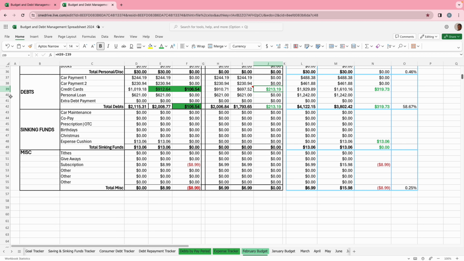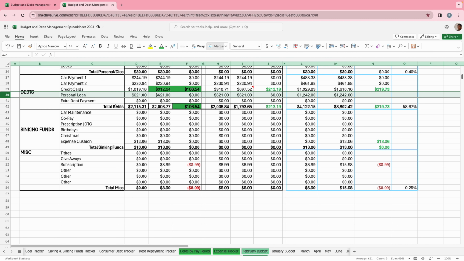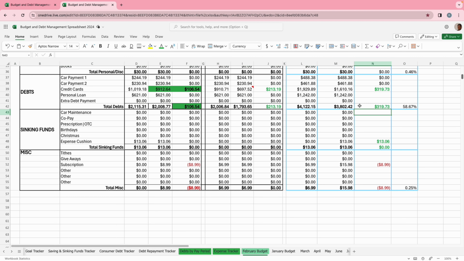Personal loan came in on target for $1,242, and that again is on the split pay method. I did not put anything in extra debt payment, so that line item comes in at 0. The difference between the actual spent and the amount budgeted is $319.73, and overall, the actual amount spent in comparison to income is 58.67%. That is the share of income spent in the debt category.